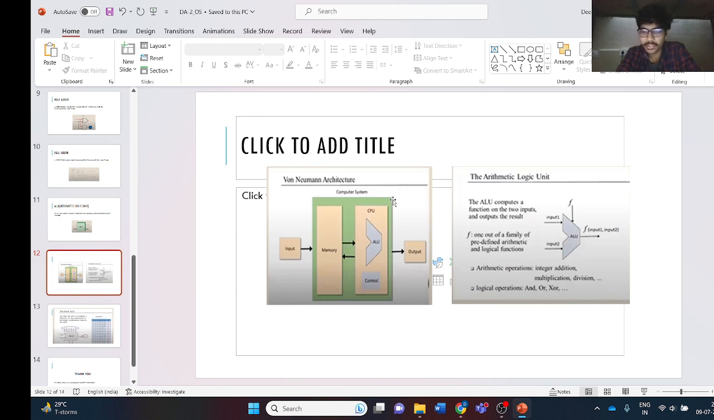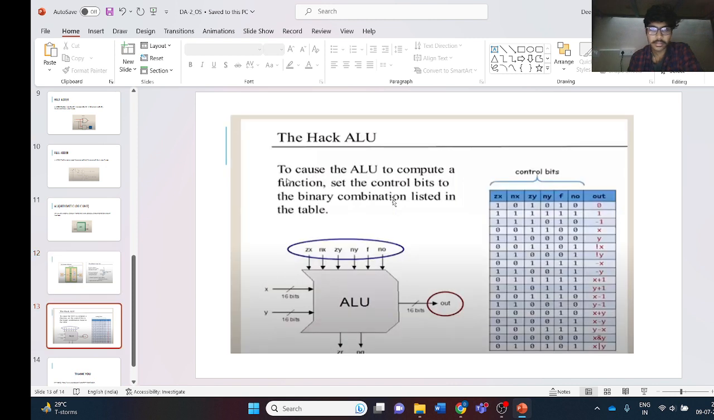The arithmetic logic unit, ALU. The ALU computes a function of two inputs and outputs a result. So basically, it takes two inputs and gives a single output. It performs arithmetic operations such as addition, multiplication, division, etc. It uses logic operators such as AND or XOR. These are the diagrams.